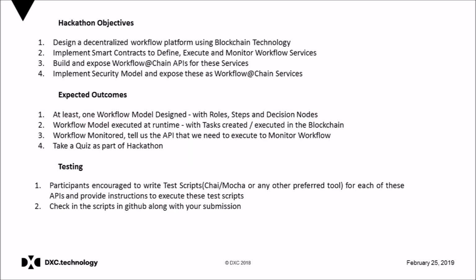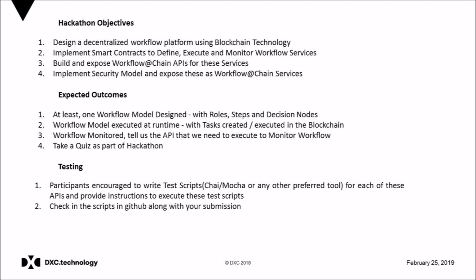Now let's talk about the hackathon objectives. As mentioned several times before, our objective is to create a decentralized workflow platform on top of blockchain. To do this, you would have to implement smart contracts or chain code to define workflows, to execute workflows, and to monitor workflows. And then you would have to expose the APIs, the workflow at chain APIs for these services. Further, it would be great if you could implement a security model and expose these as workflow at chain secure services.